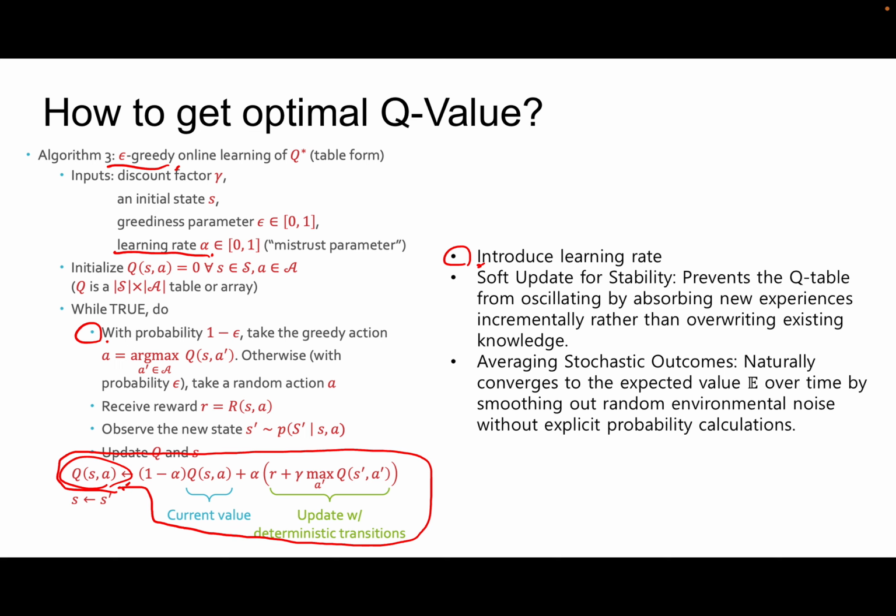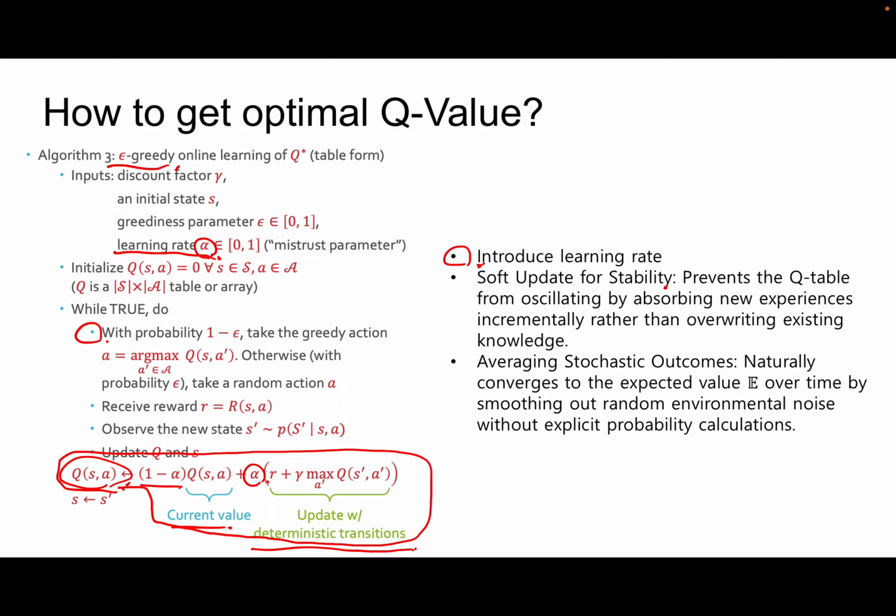So instead of completely overriding what we've learned so far, at every iteration we make some kind of soft buffer, so that it keeps what we've learned so far but also learns the new information, by adjusting the learning rate alpha. So the soft update prevents the Q table from oscillating by incorporating new experiences incrementally rather than overriding existing knowledge, right? From the equation, we know that 1 minus alpha and alpha form a linear interpolation between the current value and the update with deterministic transition.